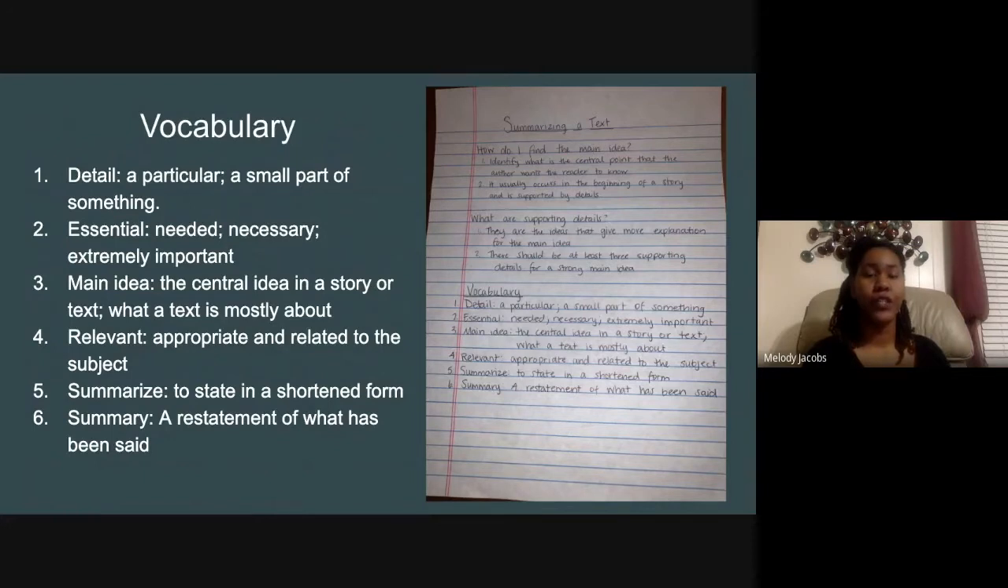2. Essential. Needed, necessary, extremely important. 3. Main idea. The central idea in a story or text, what a text is mostly about. 4. Relevant, appropriate and related to the subject. 5. Summarize, to state in a shortened form. And 6. Summary, a restatement of what has been said. I will give you a few more minutes to make sure that you have time to copy these down.